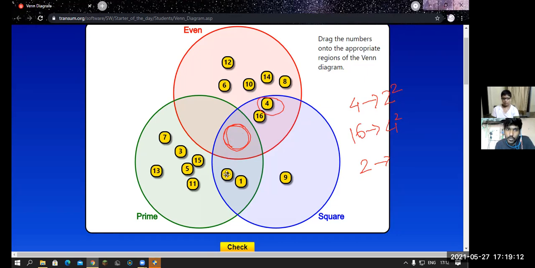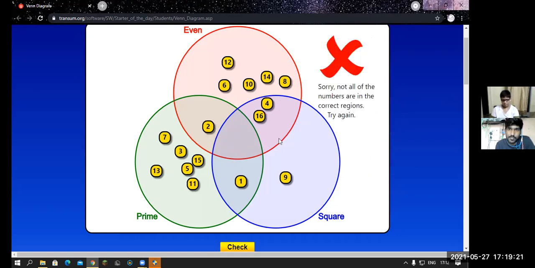Where will you put 2? Put it here. Now I'm correct. Okay, still it is coming incorrect. So can you spot the wrong number which is misplaced? I'll give you a hint.